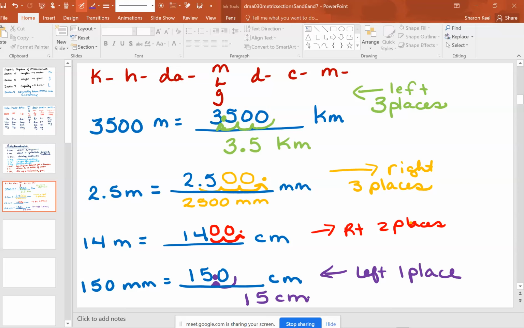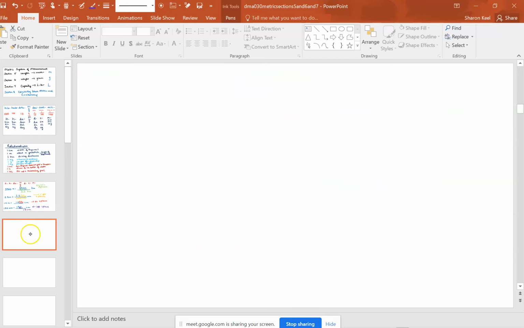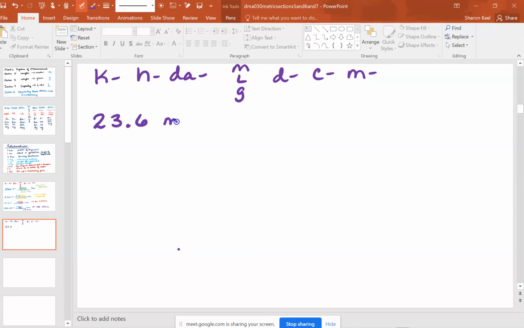Okay, let's do some more of these, but instead of talking about the length of something, we're going to talk about the weight of something. So we'll be doing grams. As we start at the top, I'm going to go ahead and put the prefixes again. Kilo, hecto, deca, our meter, liter, gram, deci, centi, milli. Okay, so if we do some measurements here, let's say we have 23.6 milligrams, we're going to convert to grams.